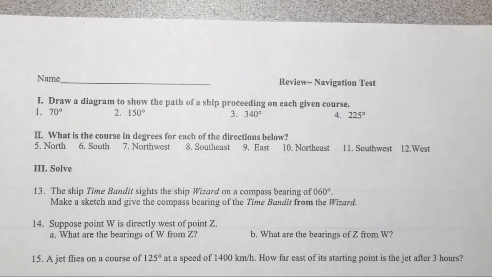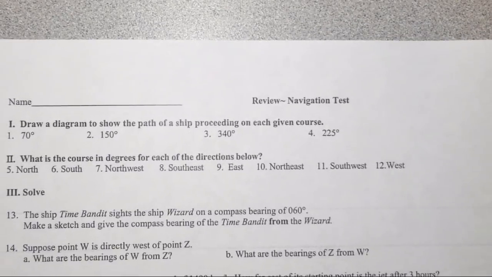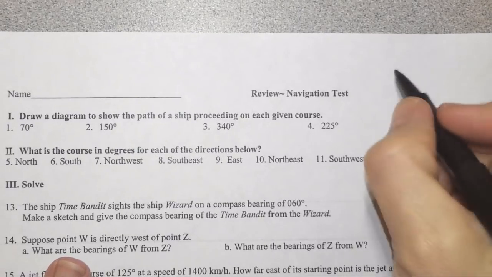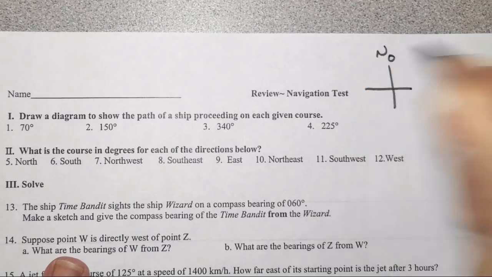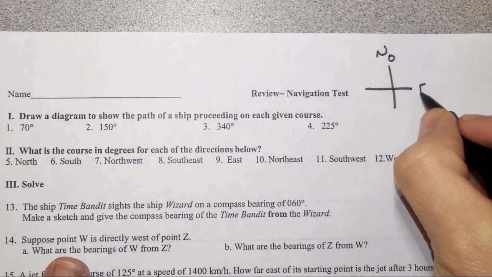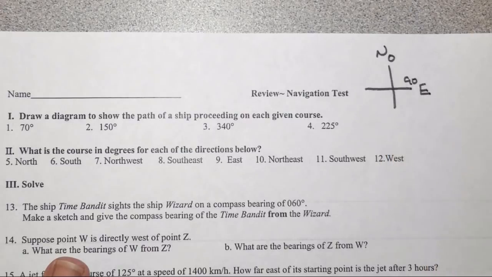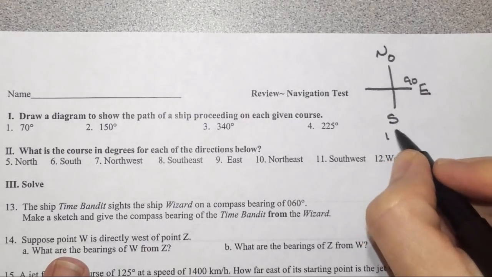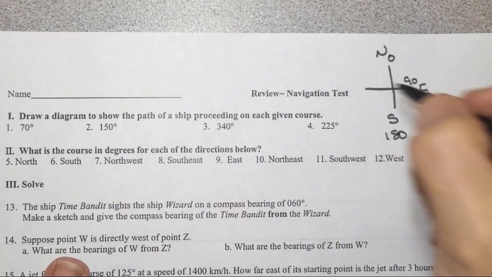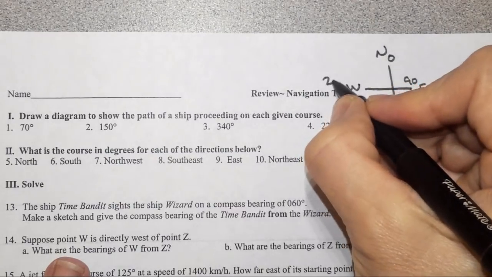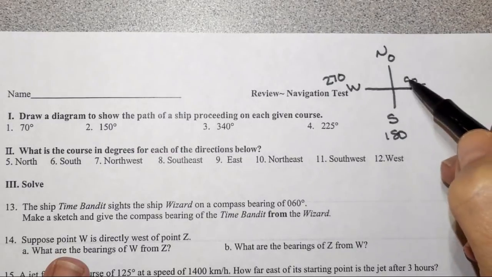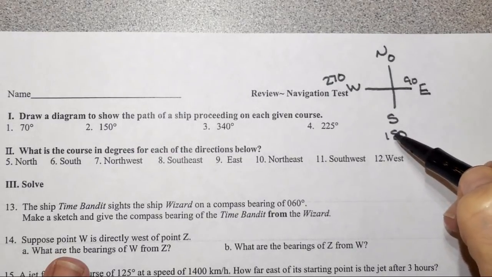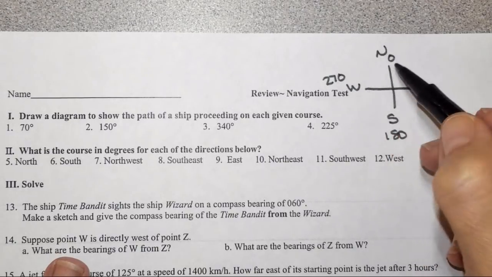All right, let's get ready for our navigation test tomorrow. So before we start going through this, let's do a quick recap on what we learned about navigation. The most important thing about navigation is that you know that north is 0 degrees, east is 90 degrees, south is 180 degrees, and west is 270. So each one of these little quadrants is equal to 90 degrees. So 90 plus 90 is 180, 180 plus 90 is 270, and that brings us all the way back up to the top.